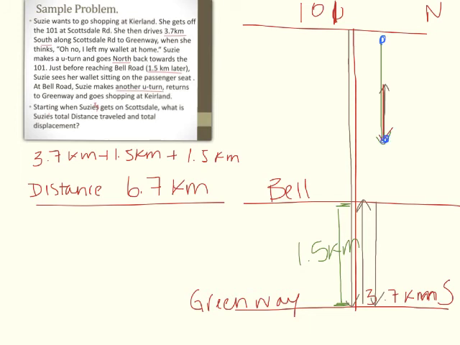And we want to know this resultant. Despite the fact that she had some back and forth, her displacement is from Scottsdale Road to her final getting to Greenway, which is 3.7 kilometers, and she was going south.